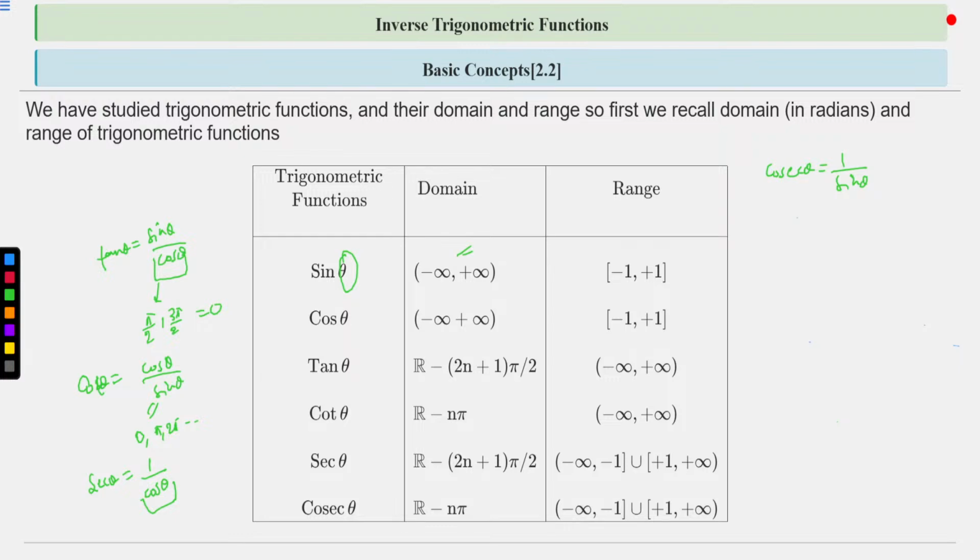Hope you understood the domain and range of trigonometric functions. Okay, let us move on. If you have any doubt in the domain and range of trigonometric functions, you can ask.